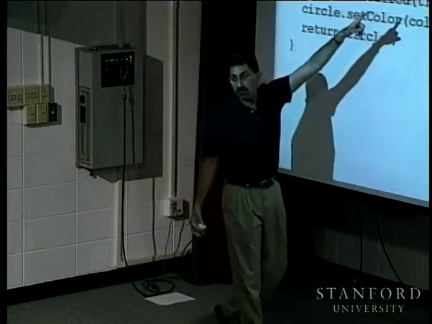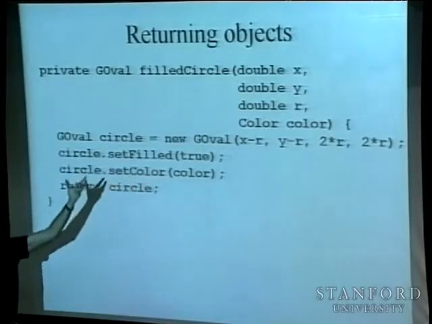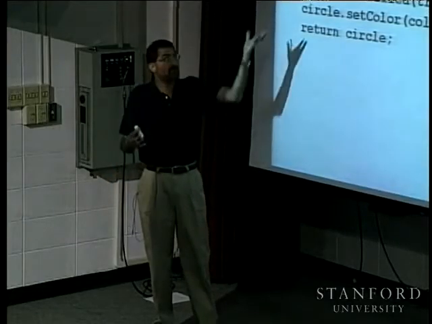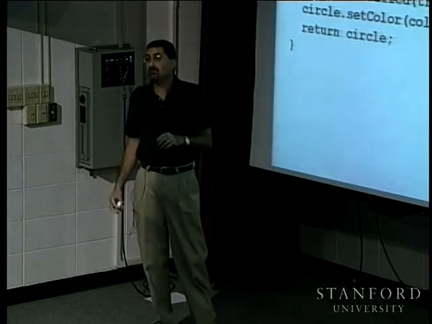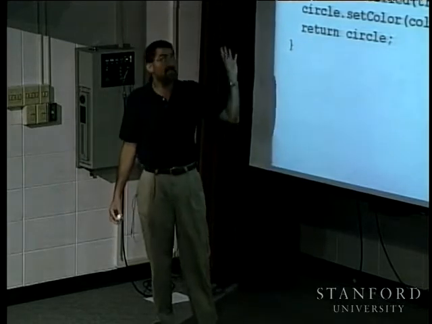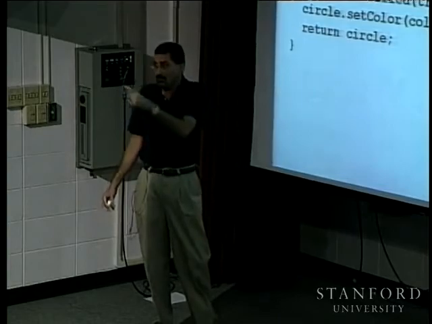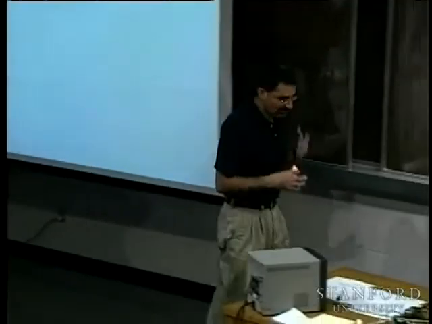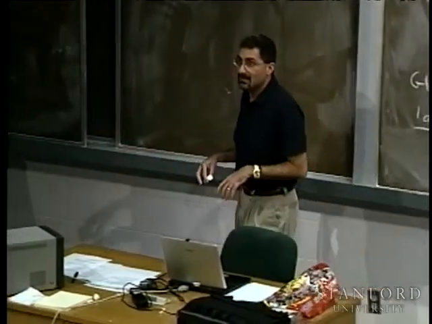Which means when you invoke this method, you better take the result and assign it to some place that's a G-oval, or just add it to your canvas. You need to do something with it that you would normally do with a G-oval. You can't assign it to an int because an int and a G-oval aren't compatible. Question? Yeah, you can't assign it to an int. You have to assign it to an object of the same type.